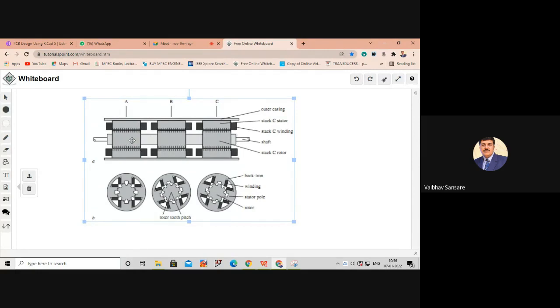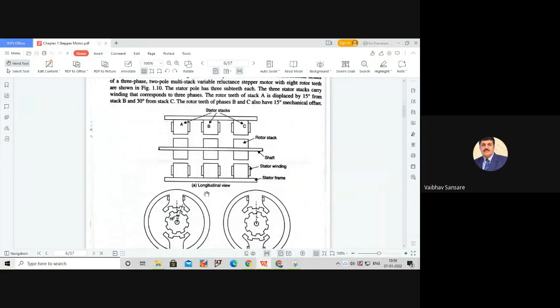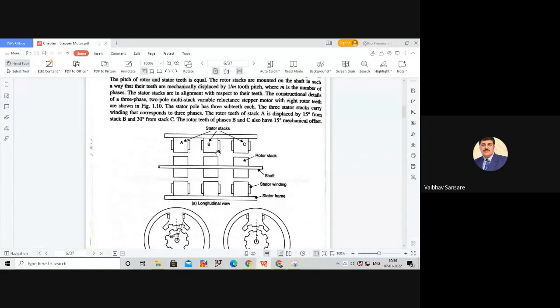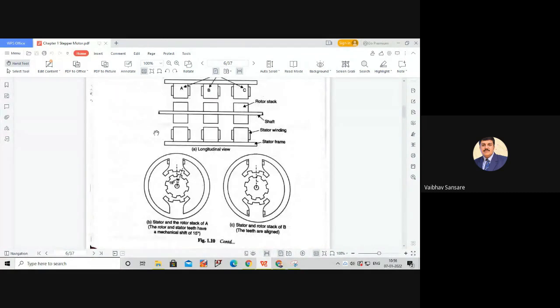Now, in between adjacent rotor stacks, there is an angle of 15 degrees. That is a displacement of 15 degrees. So the rotor stacks for phase A and phase B have a displacement of 15 degrees, meaning the rotor tips of stack A are displaced by 15 degrees from stack B. Rotor tips of stack B are displaced by 15 degrees from stack C. Okay, and the rotor tips of A and C have a phase displacement of 30 degrees. So that is actually the difference between single stack and multi-stack motors.